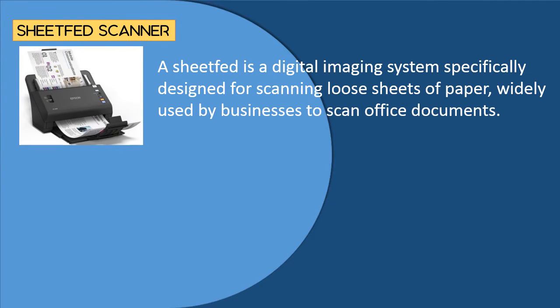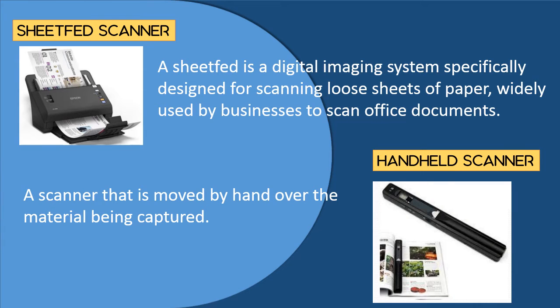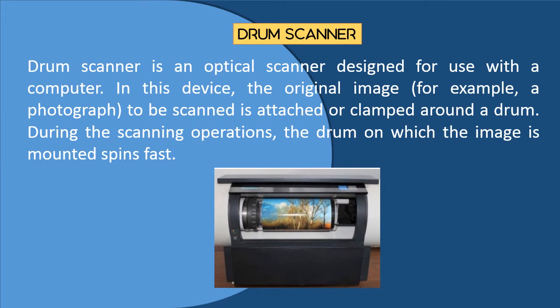Flatbed scanners often come with sheet feeders. Sheetfed scanner: a sheetfed scanner is a digital imaging system specifically designed for scanning loose sheets of paper, widely used by businesses to scan office documents. Handheld scanner: a scanner that is moved by hand over the material being captured. Drum scanner: a drum scanner is an optical scanner designed for use with a computer. In this device, the original image, for example a photograph, to be scanned is attached or clamped around a drum. During the scanning operation, the drum on which the image is mounted spins fast.